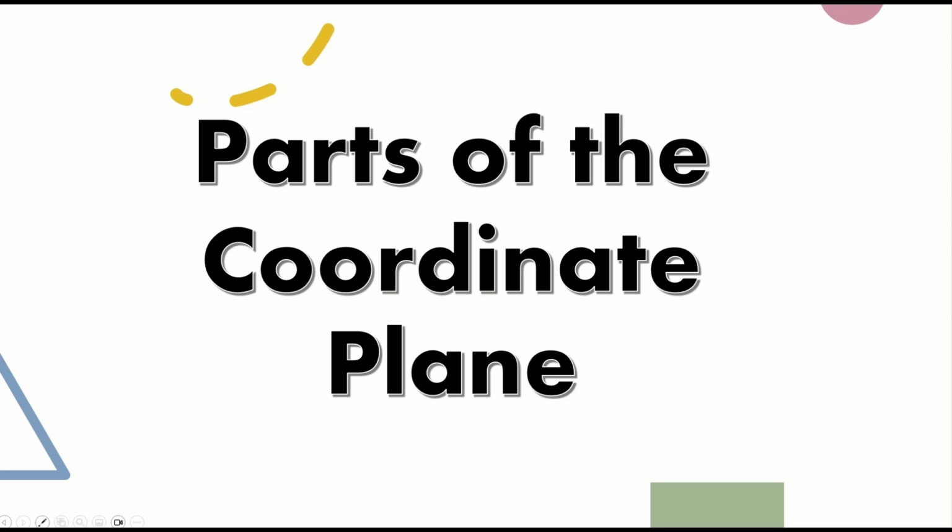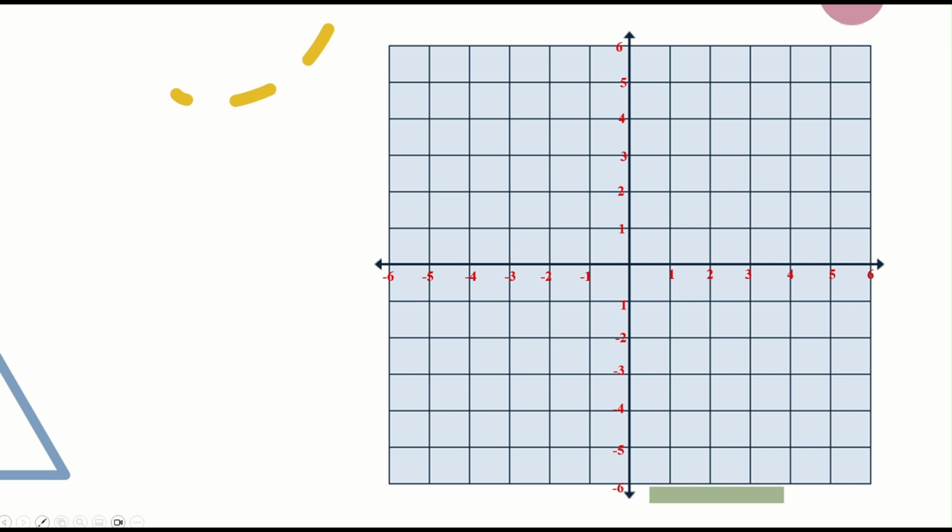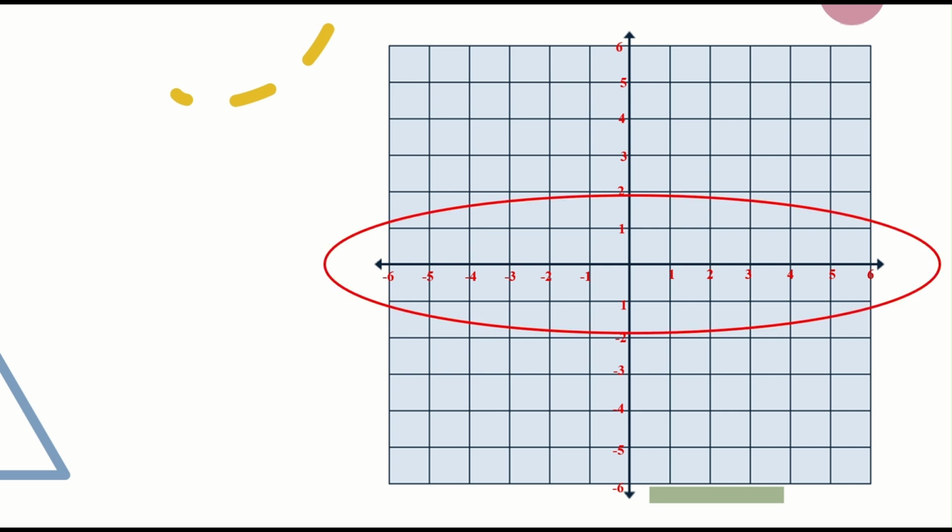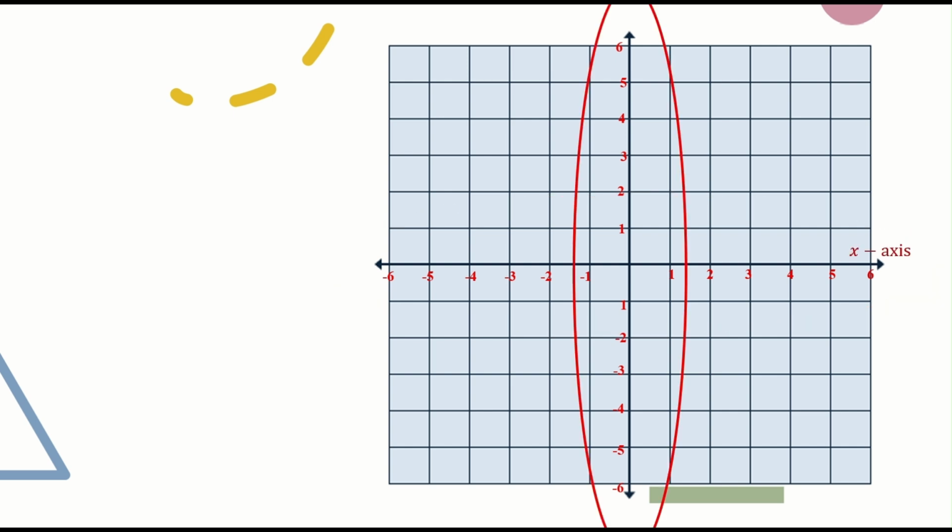Parts of a coordinate plane. Let's go ahead and label what the horizontal axis is. The horizontal axis is the x-axis. The vertical would be my y-axis. Where those 2 points intersect, that is my origin, always represented with the ordered pair 0, 0.